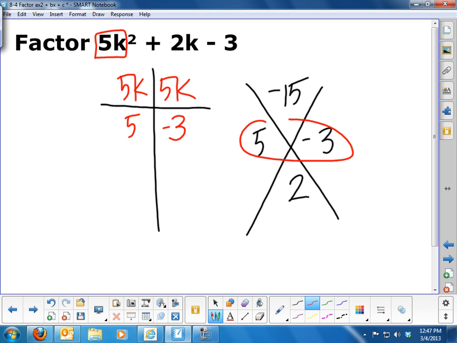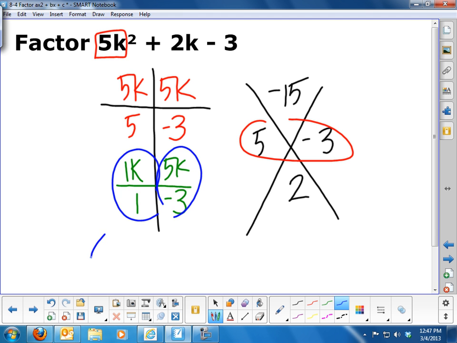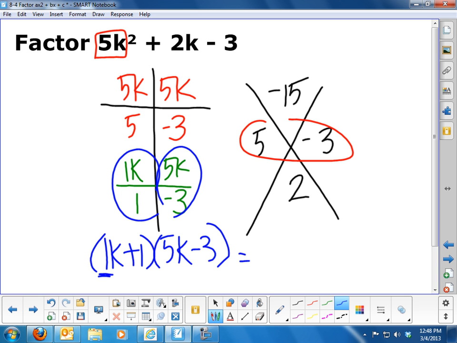So when I look at 5k and 5, I'm going to simplify that to being 1k and 1. 5k and negative 3 cannot simplify any, so it stays as is. Now I take what I'm left with and put these into my two binomials. 1k plus 1 times 5k minus 3. Remember, you don't have to put this 1 right here, so if you want to just write it as k plus 1 and then 5k minus 3, that is just great as well.